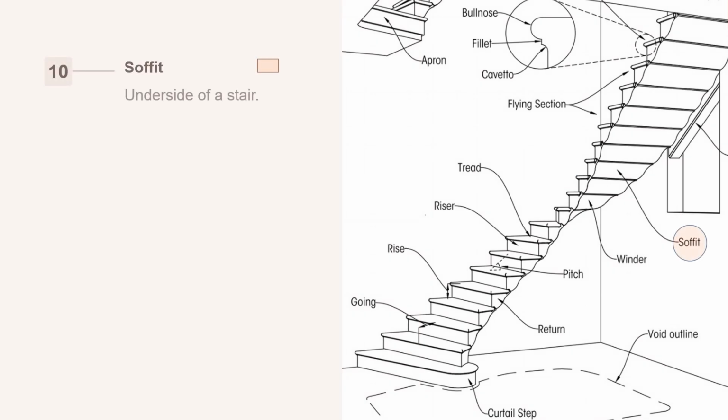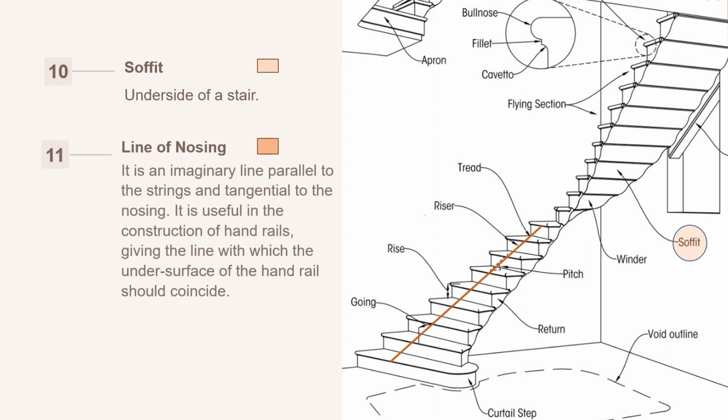Soffit. This is the underside of a stair. If you look up while standing under a staircase, the surface you see above you is the soffit, simply the underside of a stair. Line of nosing. This is an imaginary line that runs along the edges of the nosing. It is used to construct handrails, ensuring they follow the correct path. Imagine drawing a line connecting all the edges of each step's nosing. That is the line of nosing.